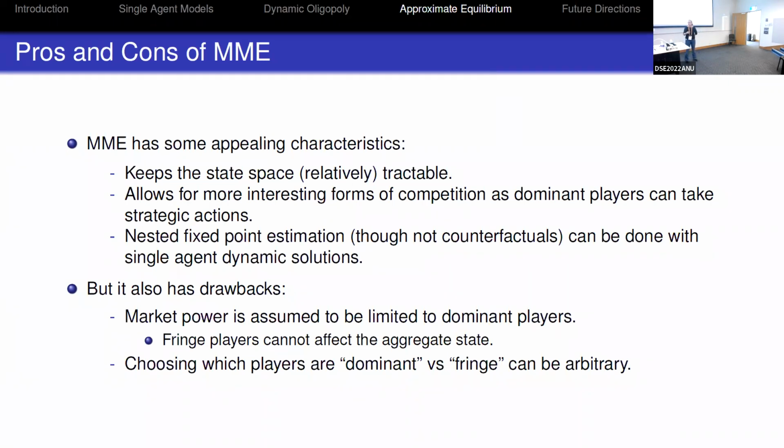It has drawbacks. Because the market power is assumed limited to the dominant players, these fringe players can't affect the aggregate state. And so it really matters who you choose as dominant versus fringe, right? In some industries, it might be fine. It might be very clear who's dominant and who's fringe, but not necessarily all the time.